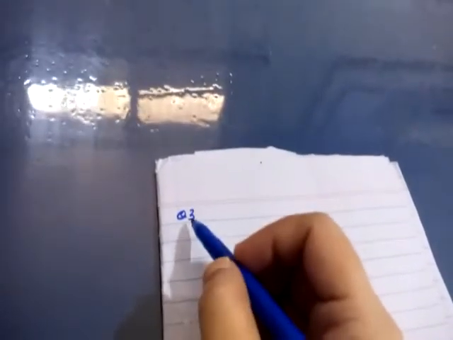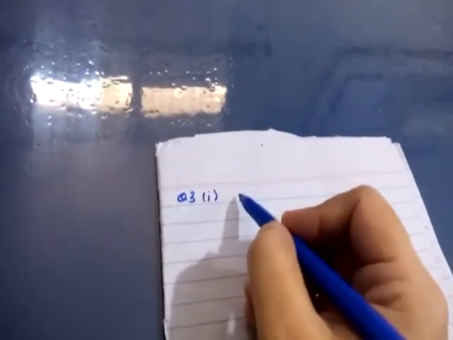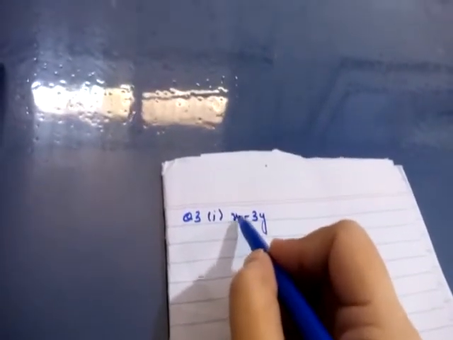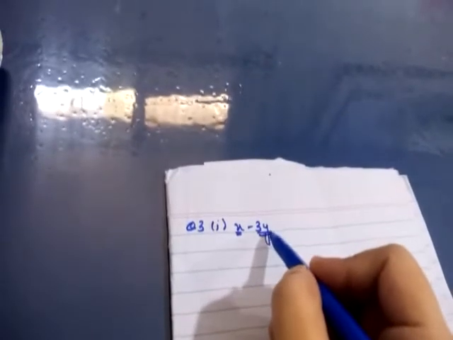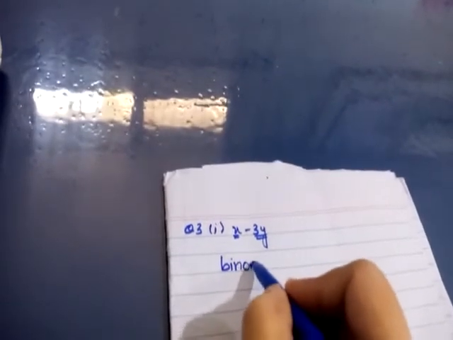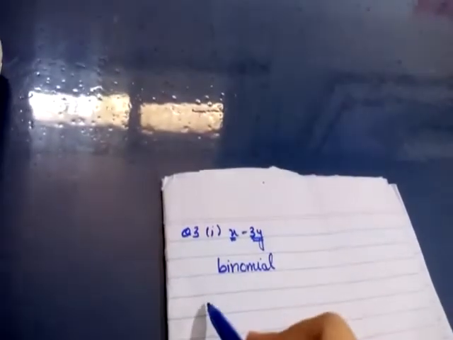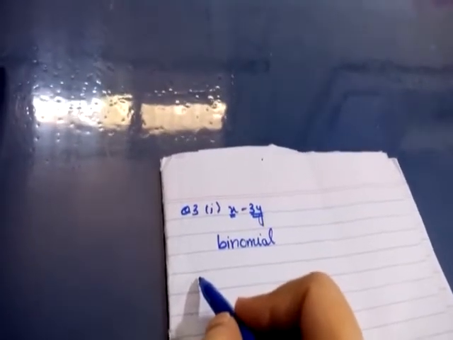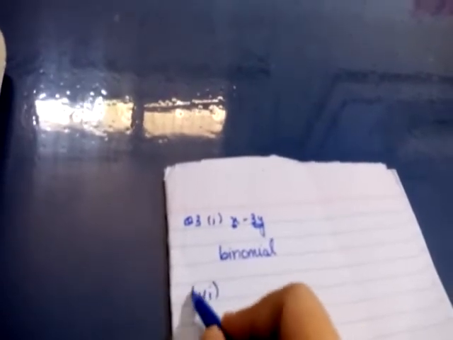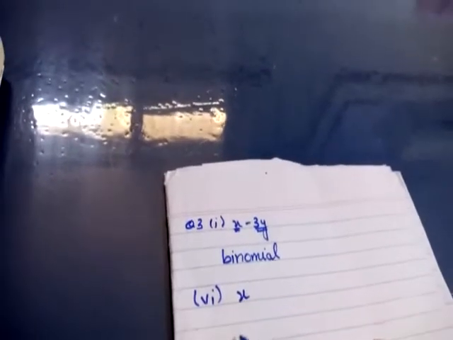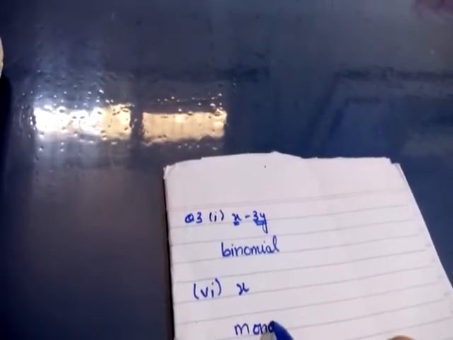Now you see that in question number 3, part 1, we have x minus 3y. So x is one term and 3y is the second term. So what kind is it? It is binomial. And then if you look at part 6, in part 6 we have only x. So x is only one term, so it is monomial.